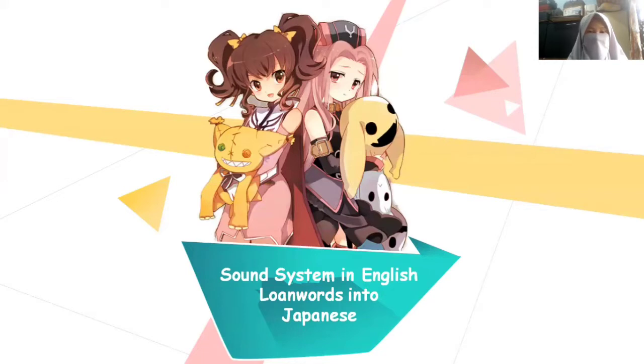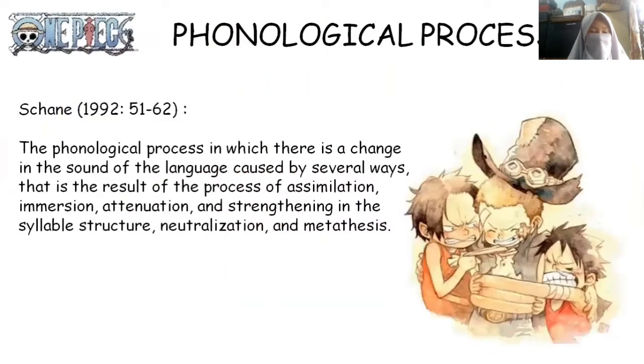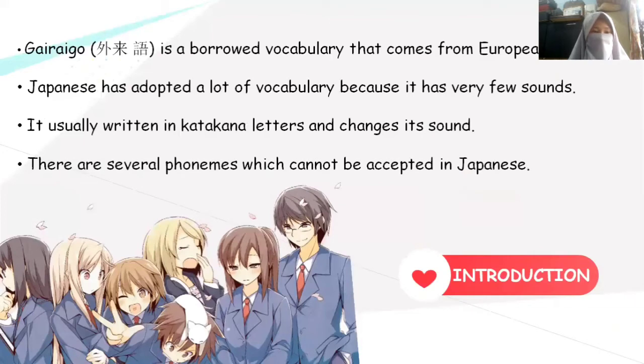In this opportunity, I want to tell you about the sound system in English loanwords into Japanese. This is about phonological process. According to Sen, the phonological process in which there is a change in the sound of the language goes by several ways. There is the result of process of assimilation, immersion, attenuation, and strengthening in the syllable structure, neutralization, and metathesis. We know the relation between one foreign language and another causes an exchange and absorption of culture and language.